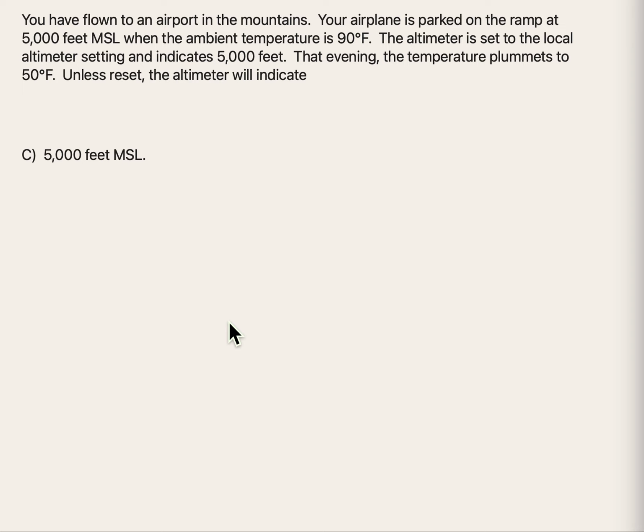The explanation is that if the temperature had plummeted to the point where application of the altimeter correction table was necessary, then the answer would be different. However, since the temperature is still well above freezing, and 50 degrees is above freezing, the altimeter temperature error is minor. So unless a huge change in local barometric pressure had occurred at the same time, the altimeter will still indicate field elevation. So just remember to keep that same 5,000. All right, we're going to pause the video.